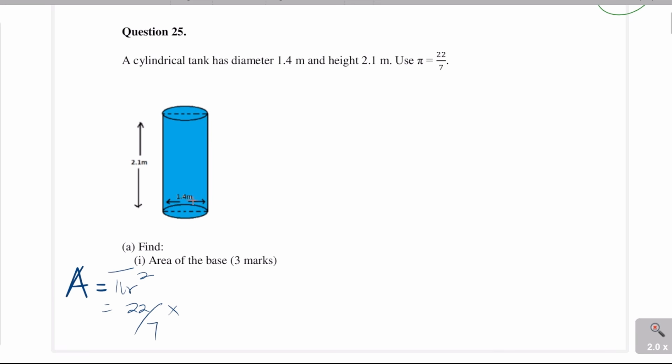The diameter is given as 1.4, so for the radius you divide that by 2, which gives 0.7, times 0.7, that is 0.7 squared. When you divide 0.7 by 7, you get 0.1. And when you do this multiplication, you shall get 1.54 meters squared. So that is the area of the base, which is circular.